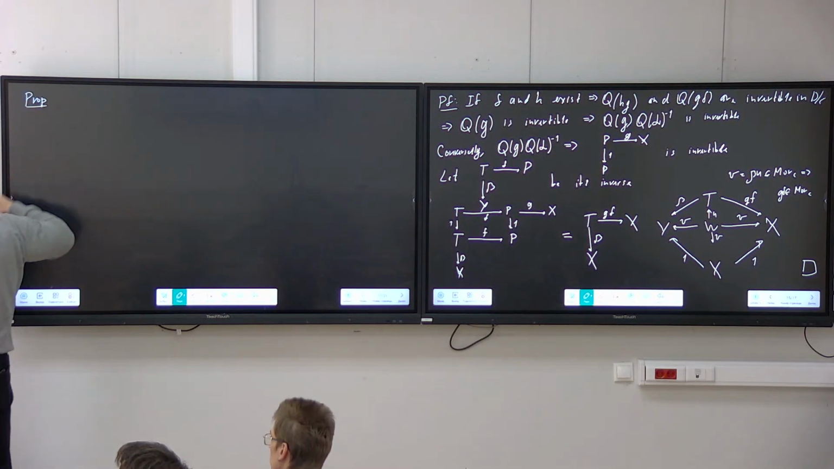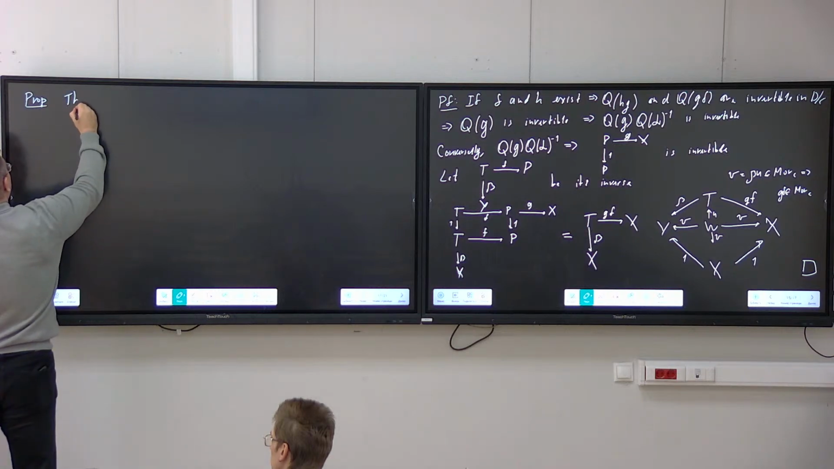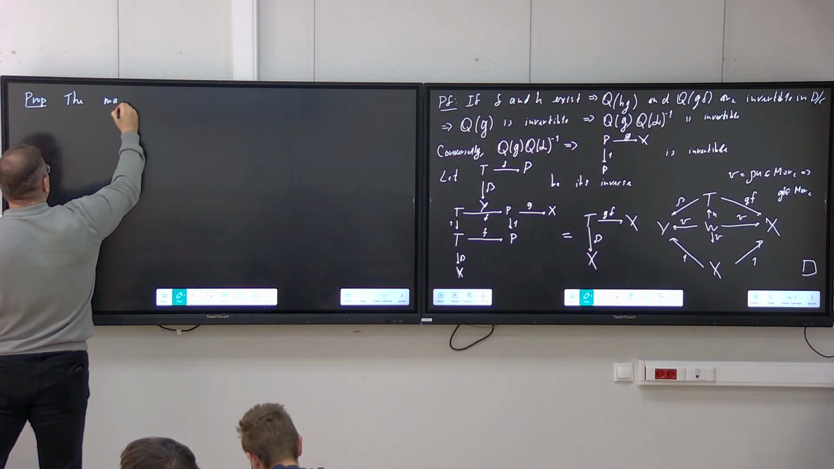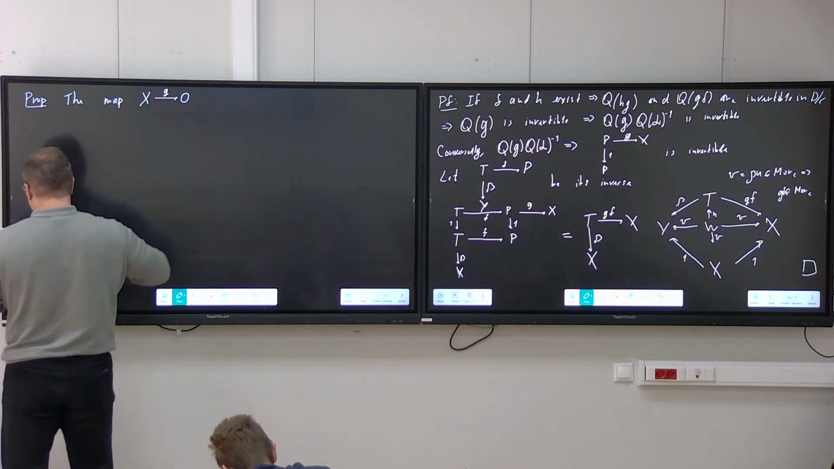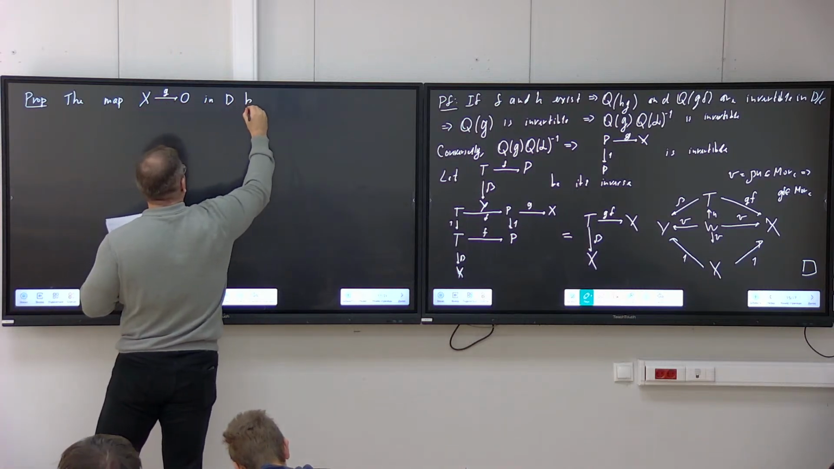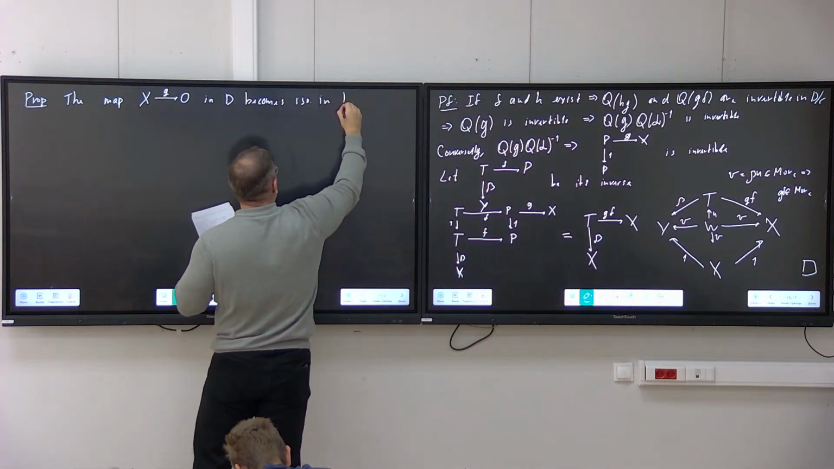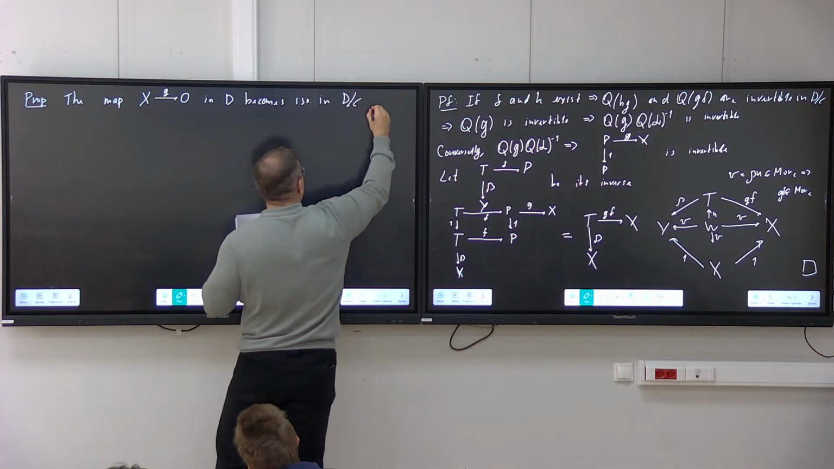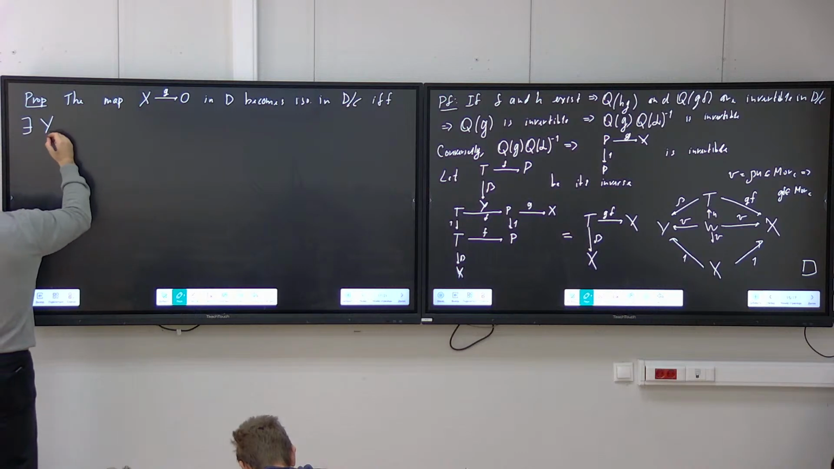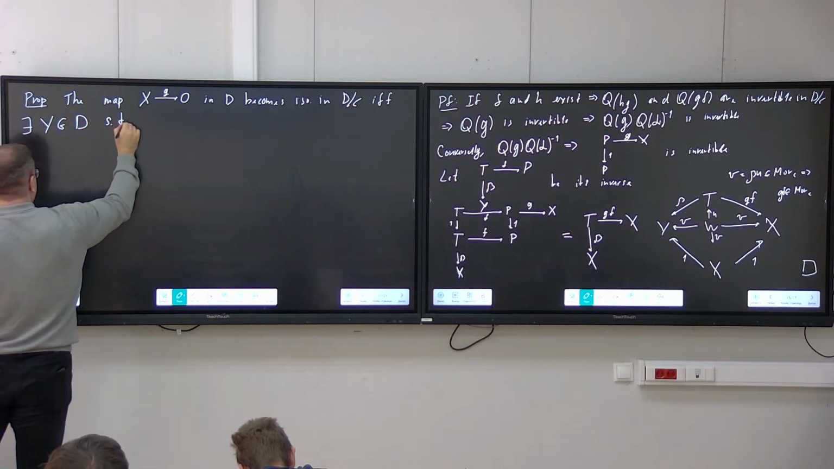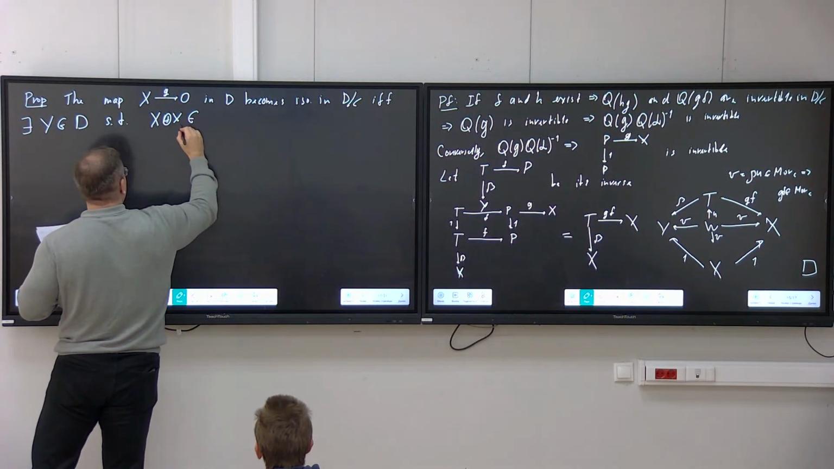So next proposition. This next proposition is so simple, it's actually quite hard to prove, because you go through the computation with a lot of maps which are actually zero maps, and it still makes sense and it's still useful computation. A map G from X to zero in D becomes an isomorphism in the D mod C if and only if there is an object Y in D such that the direct sum X plus Y is in this.